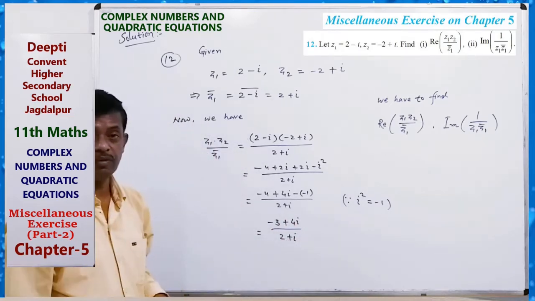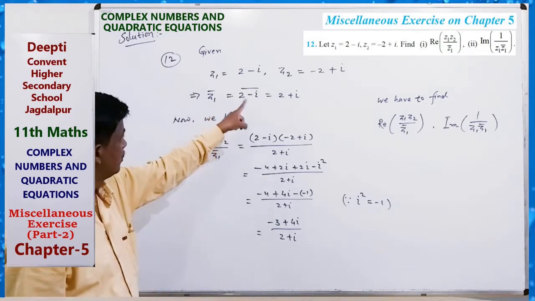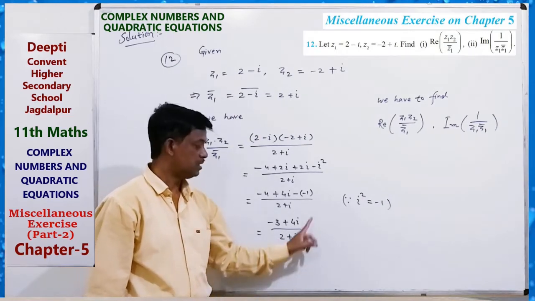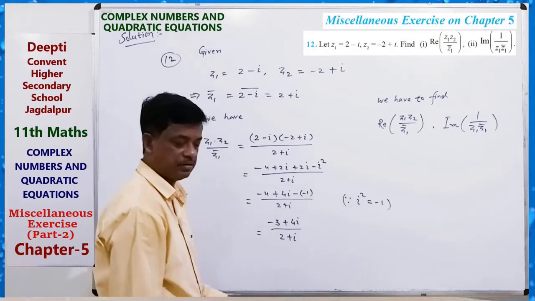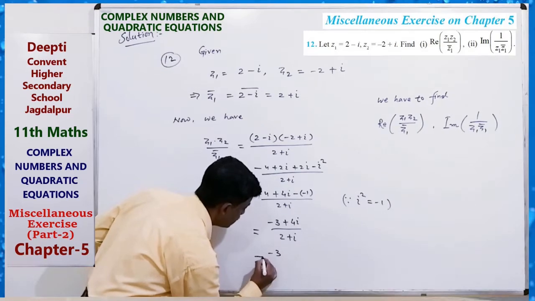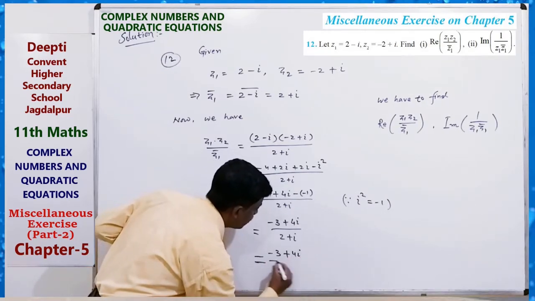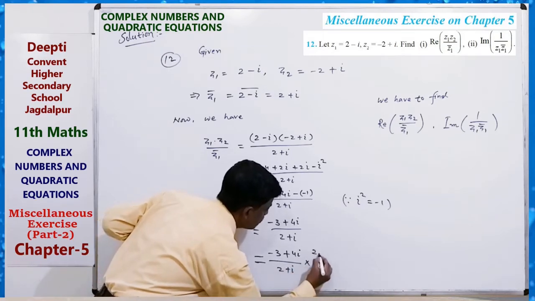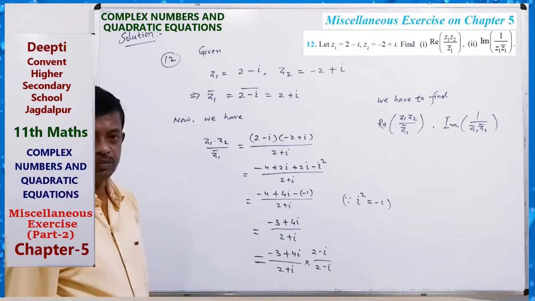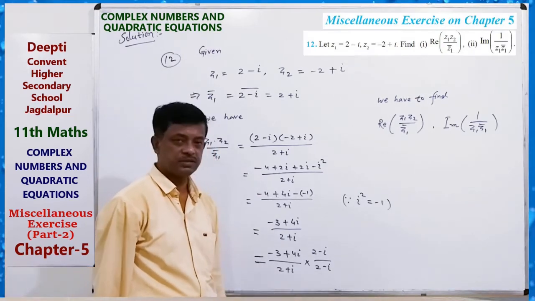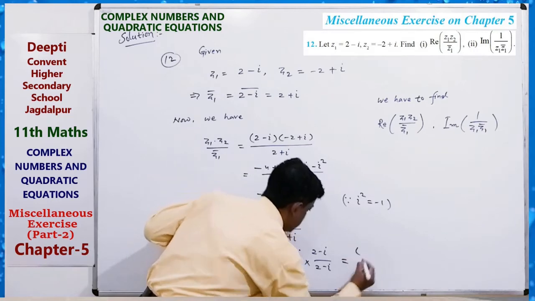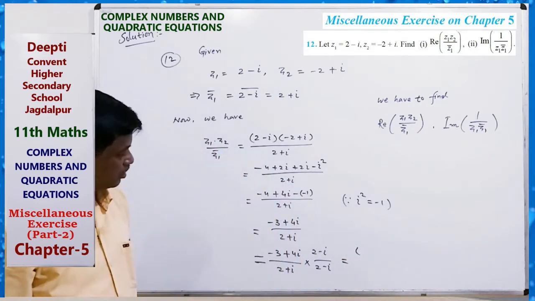To write it in the form of a plus ib, just multiply it by 2 minus i in numerator and denominator, for removing this complex quantity from the denominator, okay. So minus 3 plus 4i upon 2 plus i into 2 minus i upon 2 minus i. Clear? Now, in the denominator, a plus b, a minus b, a square minus b square, 2 square minus i square. And also in the numerator, multiply these two quantities.